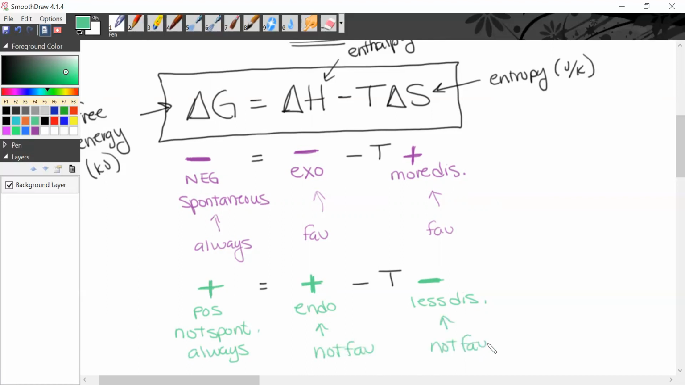So if you get a positive value for delta G, that reaction is not spontaneous in the forward direction. But it would be spontaneous in the reverse direction, okay? So let's add that note, shall we? Up at the top next to our definition for delta G.